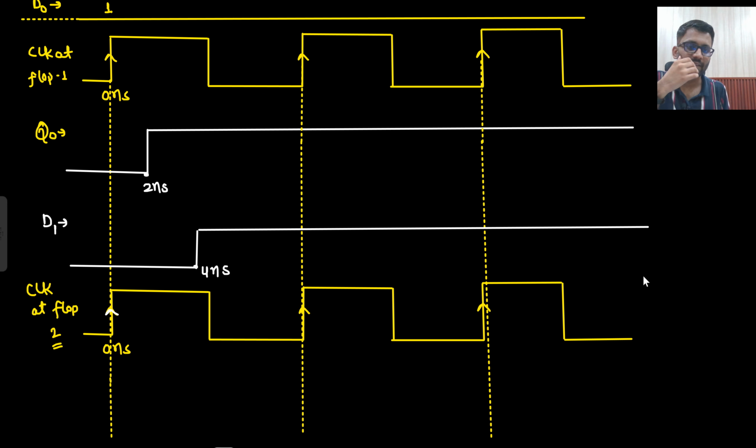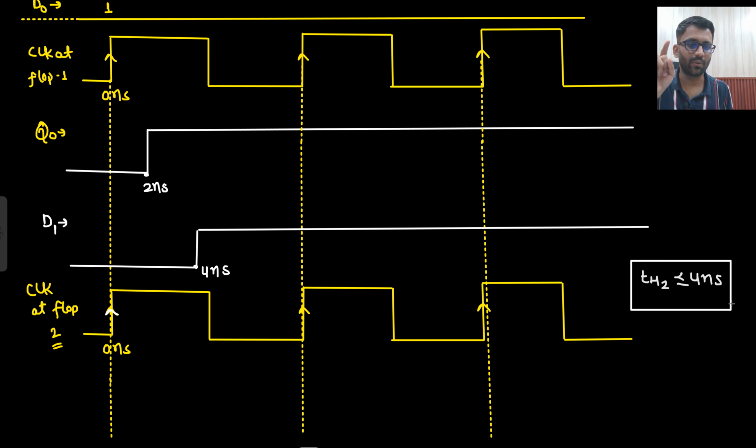So what will it say? That your hold time should be less than or equal to 4 nanosecond, because if it is more than that, let's just say my hold time is 5 nanosecond, that means at 5 nanosecond your data is changing. So that is an issue for me. Your data should be constant. So your hold time should be less than or equal to 4 nanosecond. If it is more than that, then there will be a hold violation. Say yes or no. Okay.